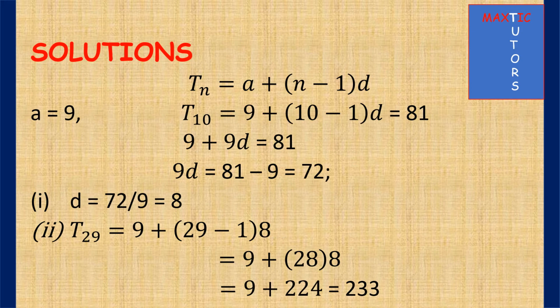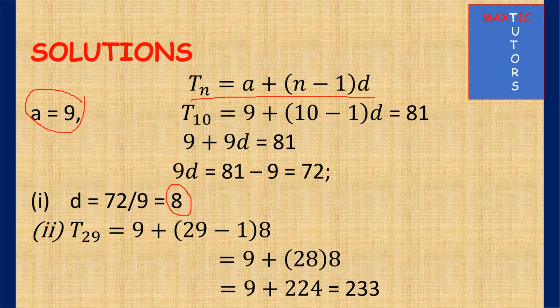For the first one, the nth term is equal to a plus (n minus 1)d, where a is equal to what? a is equal to 9. And when you substitute in the formula, T10 will be 9 plus, n is 10, times d. Then we don't know what d is. Since the 10th term equals 81, then you put it as 81. And at the end of the day, d is going to be 72 over 9, which is 8. So the common difference is 8.